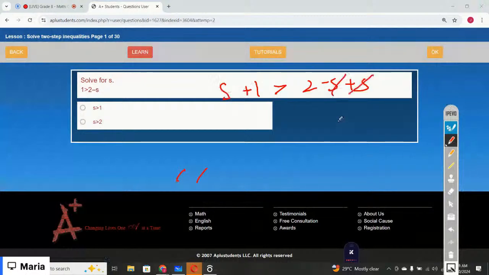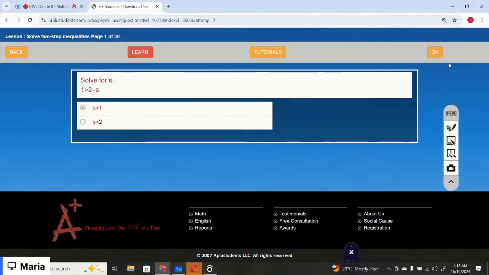So minus s plus s cancel. You are left with s plus 1. So move 1. That is s plus 1 minus 2 is greater than 0. 5 minus 1 is greater than 0, right? Minus 1 it is. So s is greater than 1. Option number 1 is the correct option.